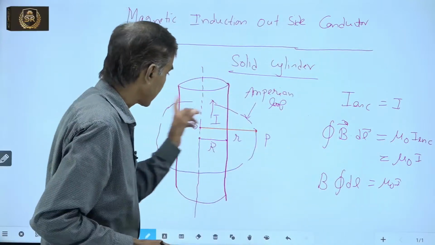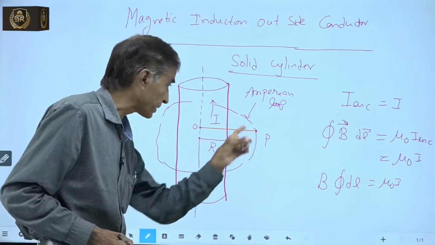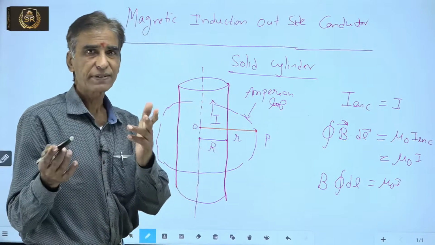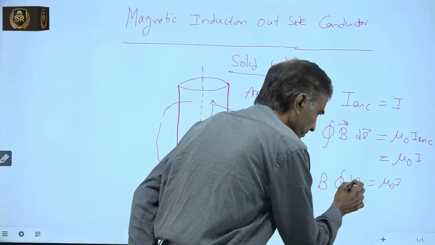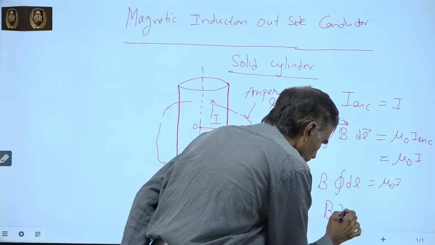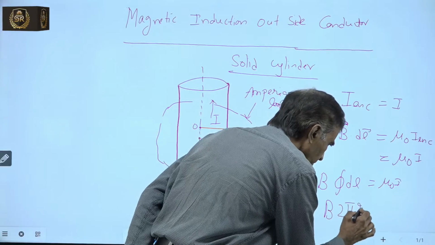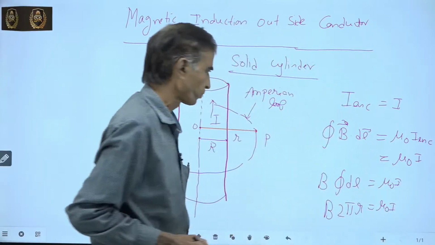What is the length of this circle? This is our Amperean loop, no? So what is the length of this Amperean loop? That is the circumference of the circle. Therefore, we can write the line integral of dl equal to B into 2 pi r, and that is equal to mu naught into I.